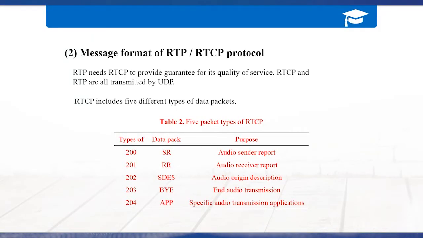2. Message format of RTP and RTCP protocol. RTP needs RTCP to provide a guarantee for its quality of service. RTCP and RTP are both transmitted by UDP. Table 2 is the packet types of RTCP. For example, 200 data packet is SR. Its purpose is the audio sender report, and so on.